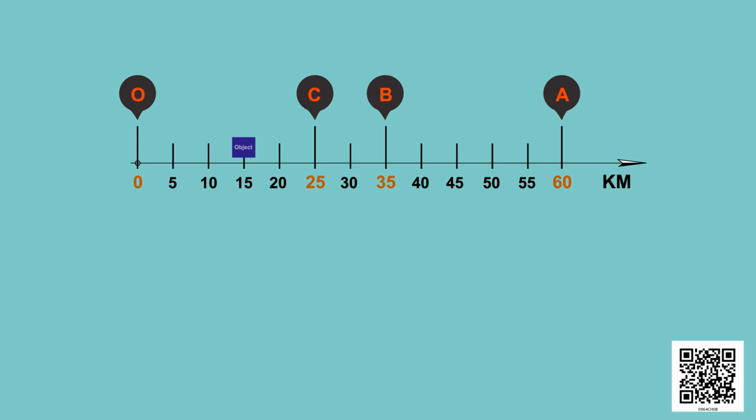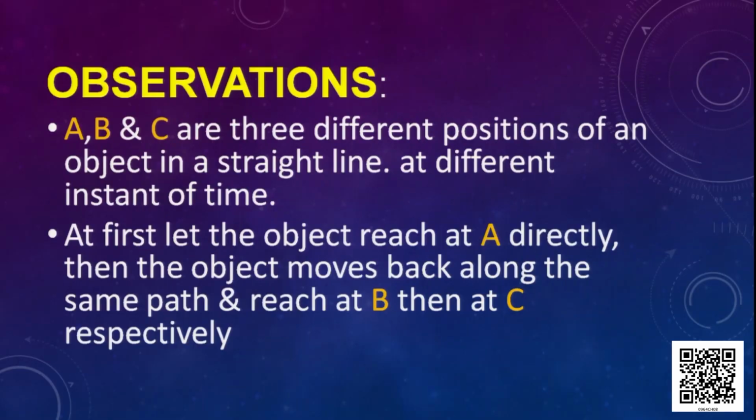It starts from the reference point O, moves to point A, then comes back, reaches point B, then comes back, reaches point C, then comes back, reaches point O. Well, so what would be your second observation? At first, let the object reach A directly. Then the object moves back along the same path and reaches B, then C respectively.